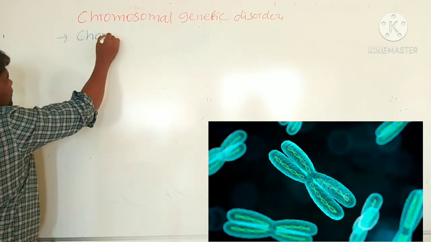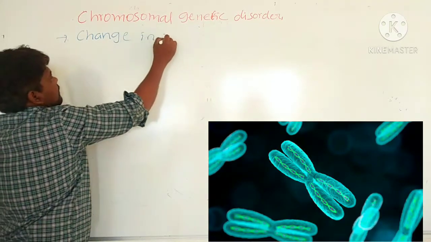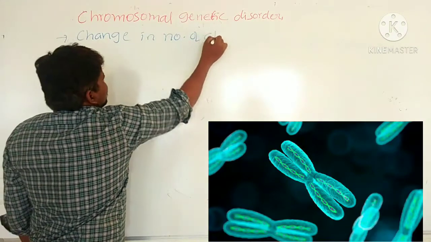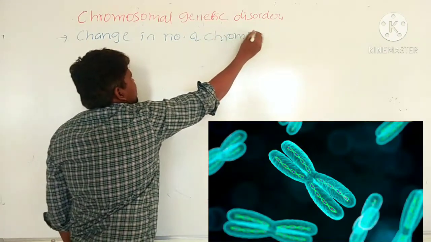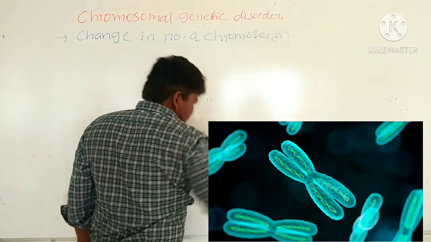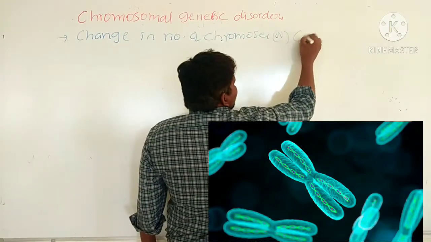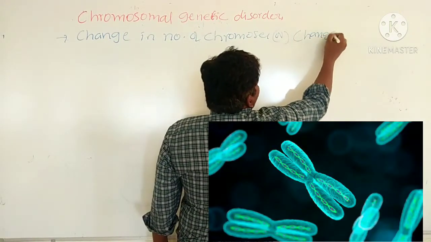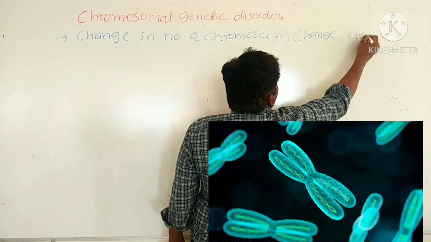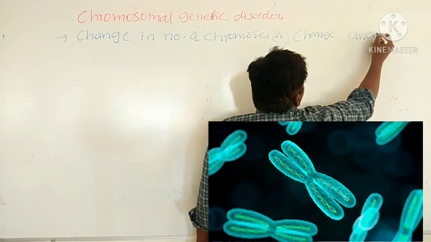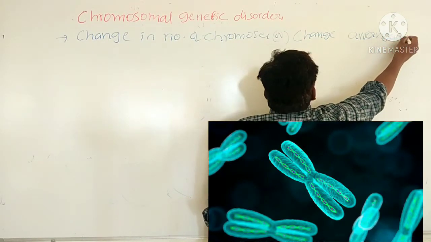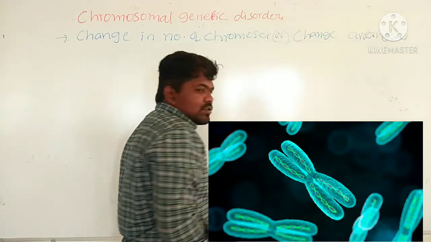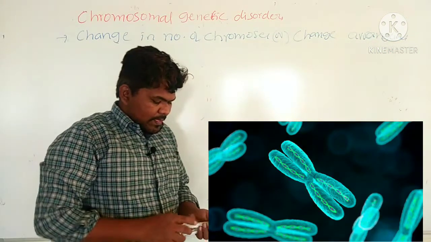Change in number of chromosomes means it may be an increase or it may be a decrease. Or they are also caused because of change in arrangement of chromosomes. That is about the chromosomal genetic disorders.